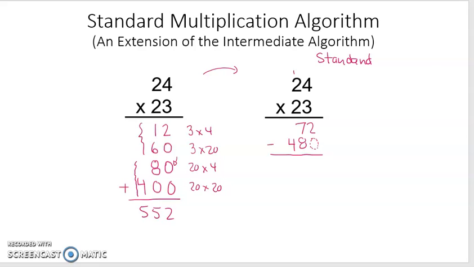Like the standard algorithm, we then add these together. 2 plus our invisible 0 gives me 2. 7 plus 8 is 15, carry 1 hundred, so 15 tens is 5 tens and 1 hundred. 1 and 4 makes 5. And that is the transition from concrete base 10 blocks to a little more abstract area model, sort of following the work with the intermediate algorithm, and ending up eventually at the standard algorithm.